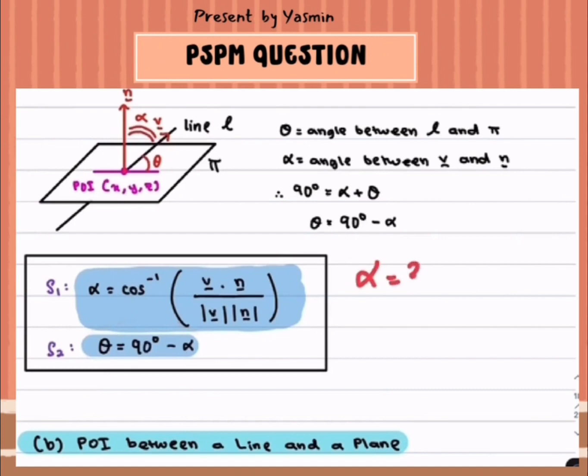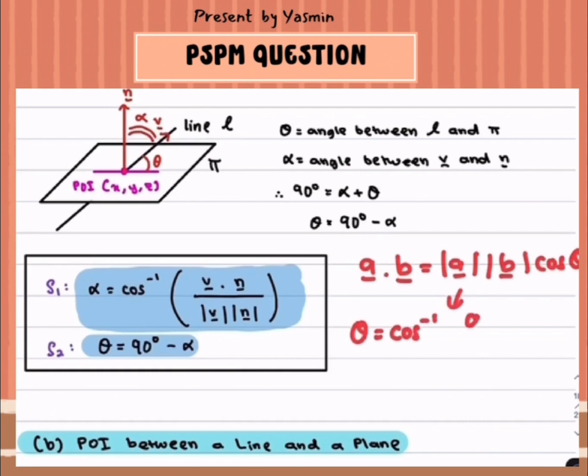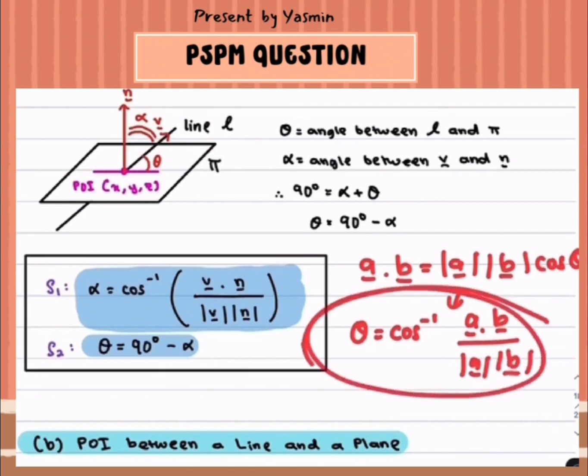So why do we find alpha first? Okay, note that the dot product, which is a dot b, equals magnitude a times magnitude b times cos theta, and you can use this to find theta, which is cos inverse of a dot b divided by magnitude a times magnitude b. So note that this formula can be used when you have vectors.